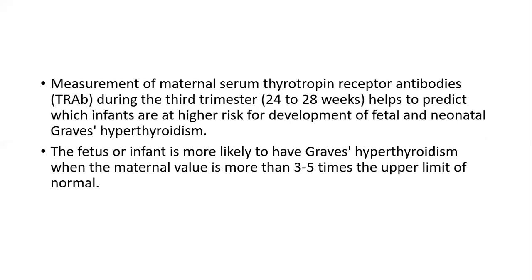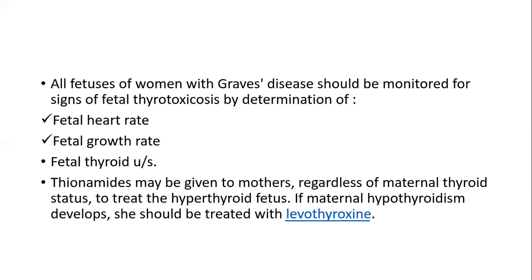So measurement of maternal serum thyrotropin receptor antibodies during the 3rd trimester helps to predict which infants are at higher risk for development of fetal and neonatal Graves' hyperthyroidism. The fetus or infant is more likely to have Graves' hyperthyroidism when the maternal value is more than 3 to 5 times the upper limit of normal.